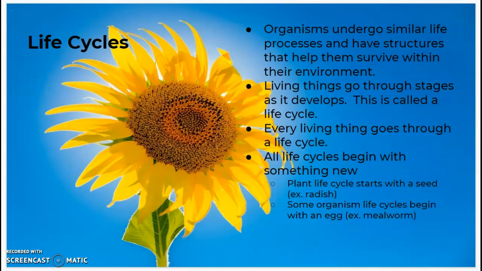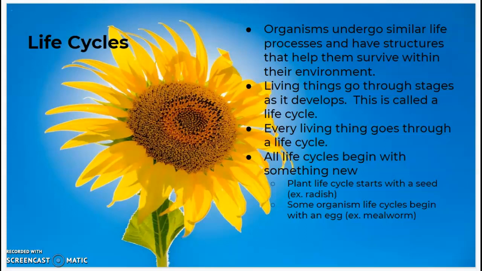So life cycles are organisms that undergo similar life processes and have structures that help them survive within their environment. Living things go through stages as they develop. This is called a life cycle. Every living thing goes through a life cycle. Sometimes it's 3 stages, sometimes it's more, but they go through changes. That's part of being a living thing.